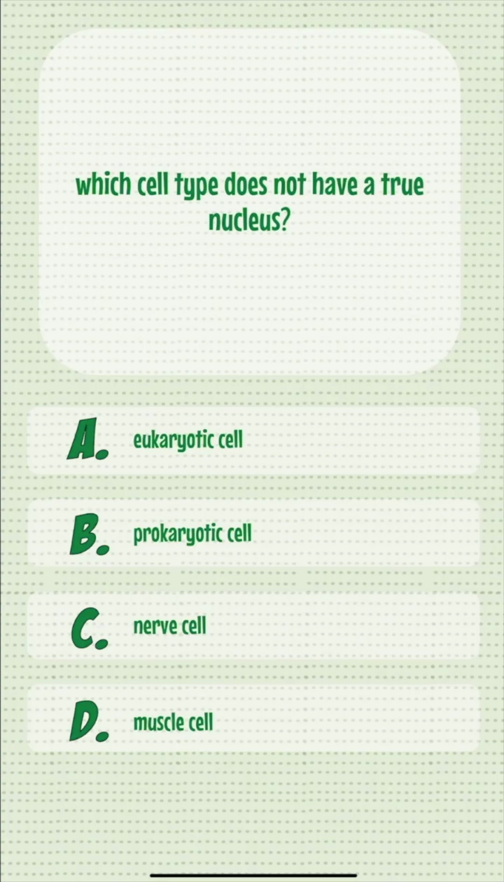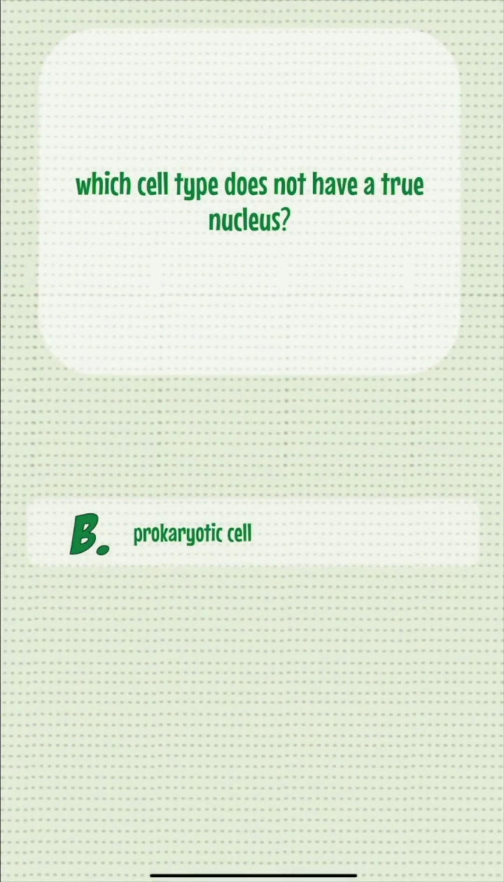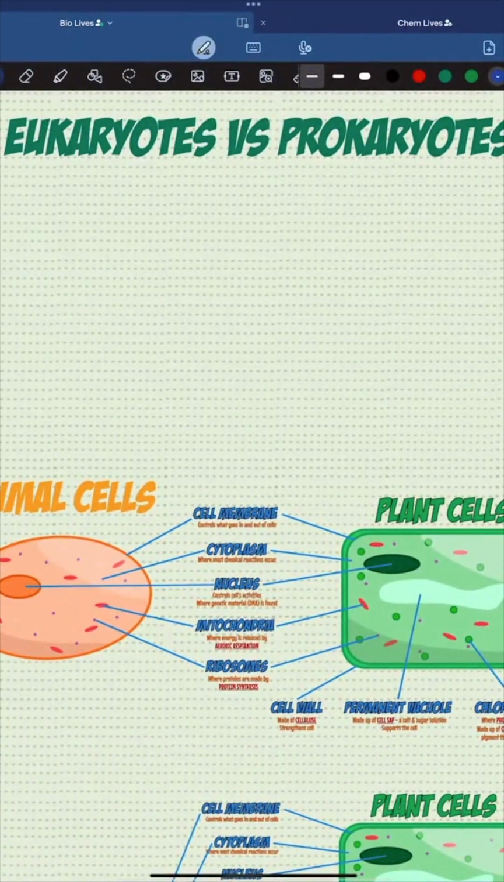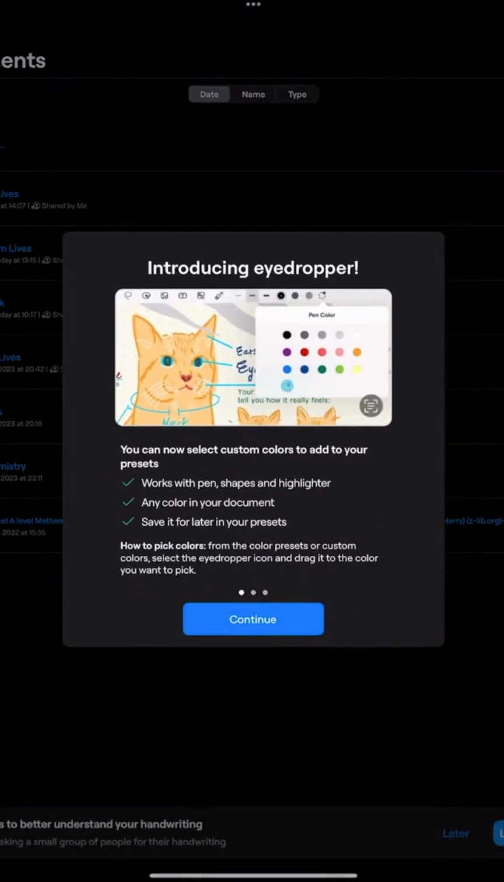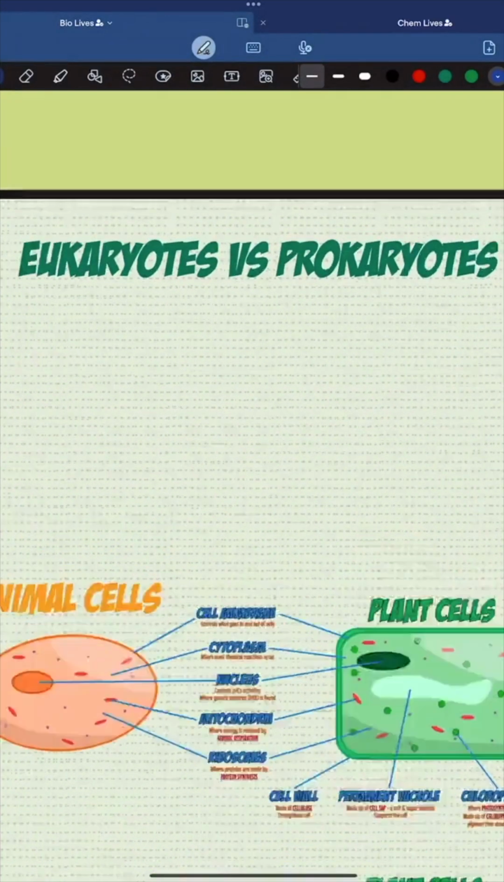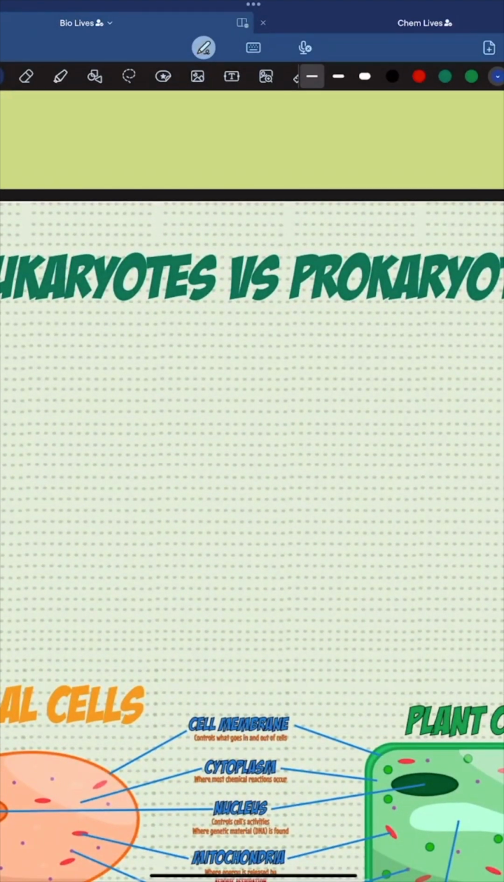So yeah, most people are saying B for this question. Let's check the answer. Yep, B is the correct answer. A prokaryotic cell. So the difference between prokaryotes and eukaryotes. Let's write that down. Anyone know what's the main difference between a prokaryote and a eukaryote?